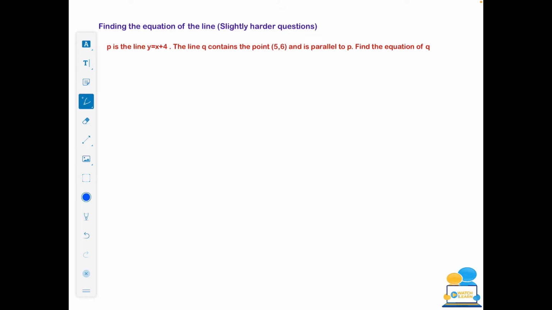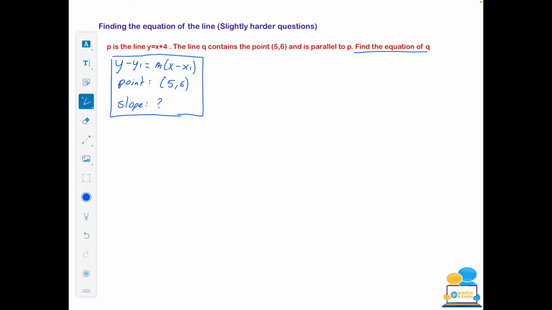What we're going to do is write down our box. Why are we going to write down our box for finding the equation of a line? Because all we're really asked is to find the equation of Q. Anytime we're asked to find the equation of a line, we write down our formula, and we write down point, and we write down slope. Now, we're looking for the equation of Q. Do we know a point on Q? We do. It's 5, 6. And do we know the slope? No, we don't know the slope.